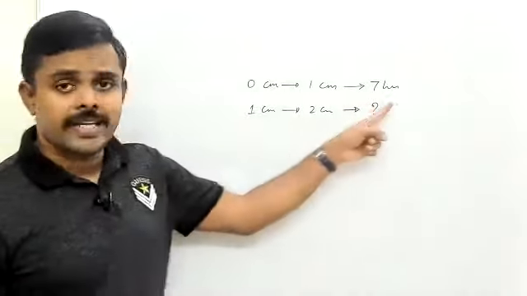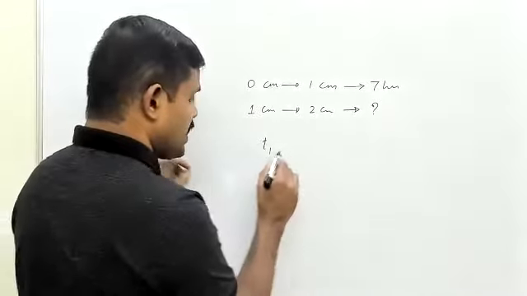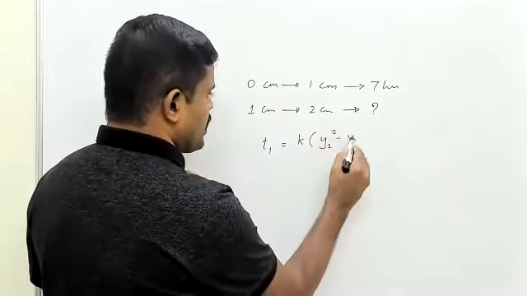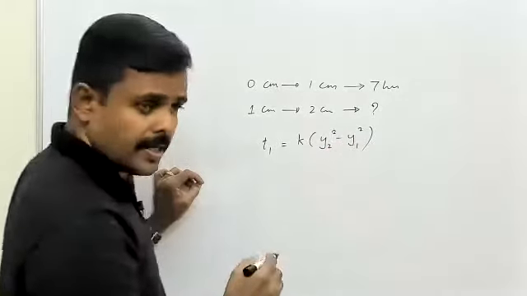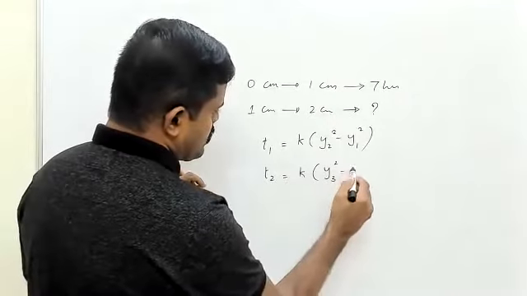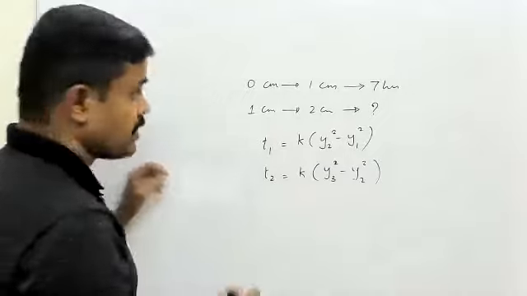So 0 to 1 takes 7 hours. 1 to 2 is how much? So what is the equation you have? T1 is equal to K into y2 square minus y1 square, correct? T2 is equal to K into y3 square minus y2 square. Okay, that is what we wrote. Then take the ratio.